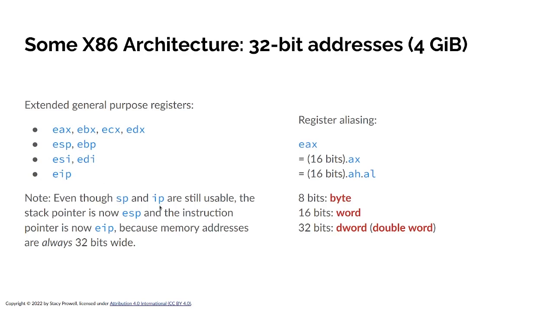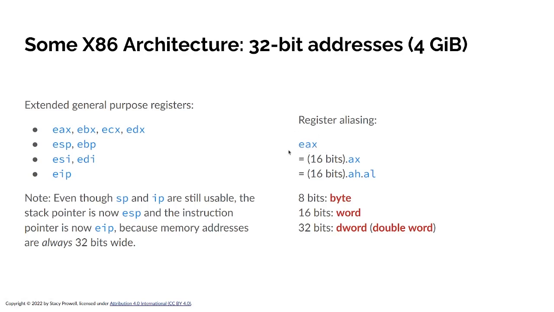So SP and IP still exist in this world, but they aren't anything, right? SP is just the low 16 bits of the stack pointer. It's not the stack pointer. IP is just the low 16 bits of the instruction pointer. It's not the instruction pointer, right? And we don't want to use these ever because they won't give us the right thing. Stack pointer is ESP and the instruction pointer is EIP. There's even more aliasing now than there used to be.